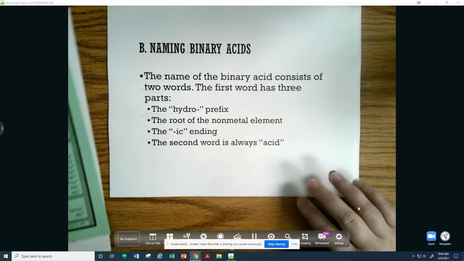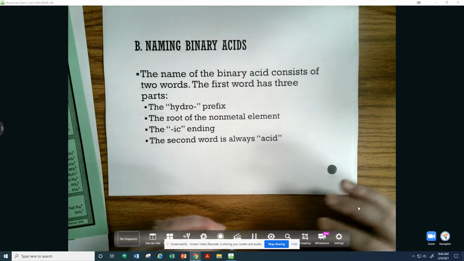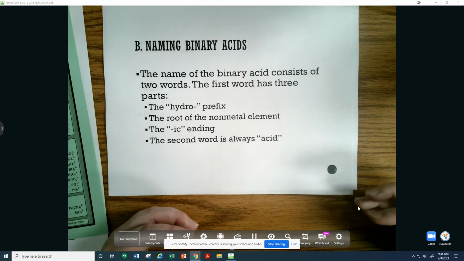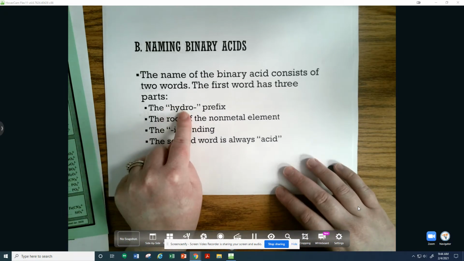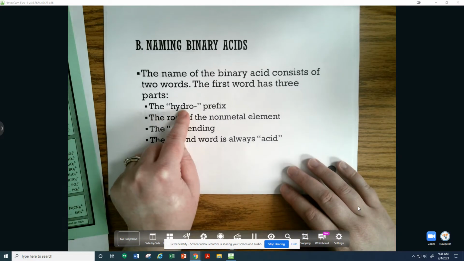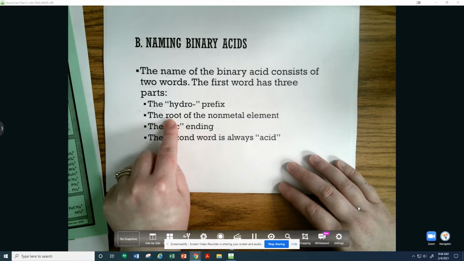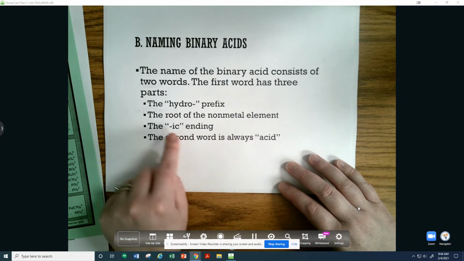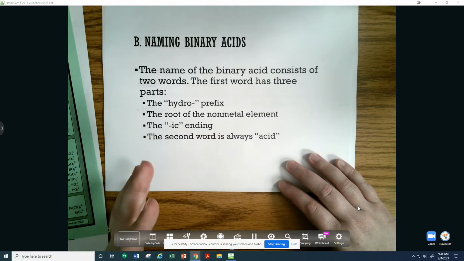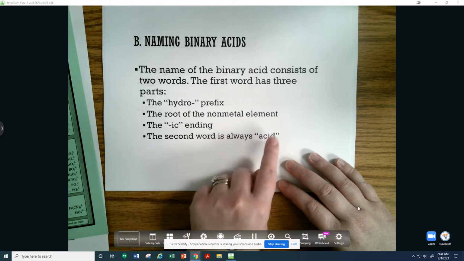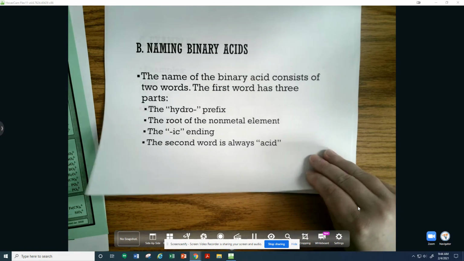When we go to the process of naming a binary acid, there are two parts to the name, and the first part is broken down into three parts. We have a prefix, and this prefix will always be hydro to account for the hydrogen. We use the root part of the nonmetal, and then we add the suffix ic, so instead of "ide," we're going to use ic. And then the second word is acid.